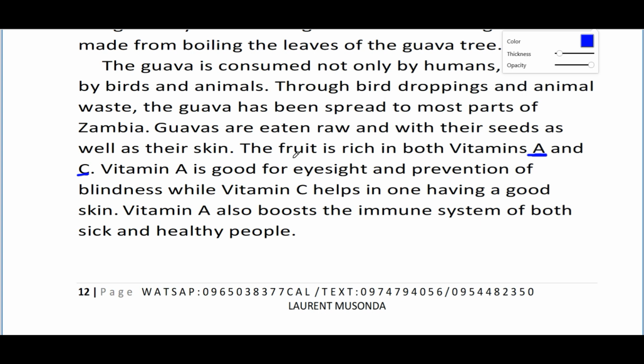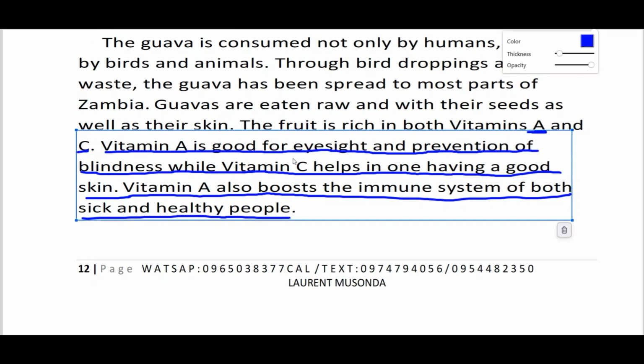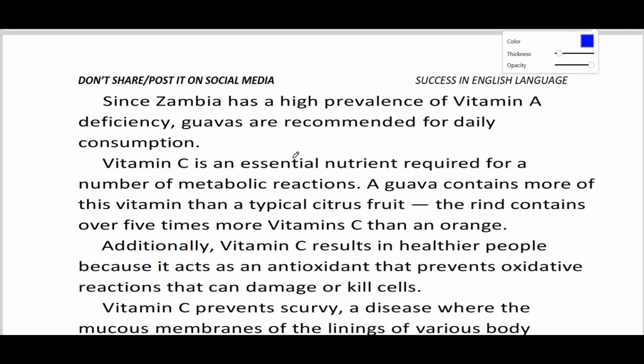Vitamin A is good for eyesight and prevention of blindness, while vitamin C helps in one having good skin. So as we can see, this is now the beginning of the points. Why? Because we have understood the question. The question is about the values that we get from the guava. Vitamin A also boosts the immune system of both the sick and the healthy people. Right, so let's check the next paragraph.